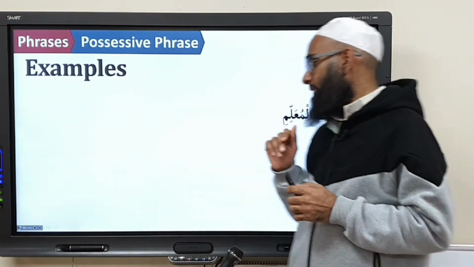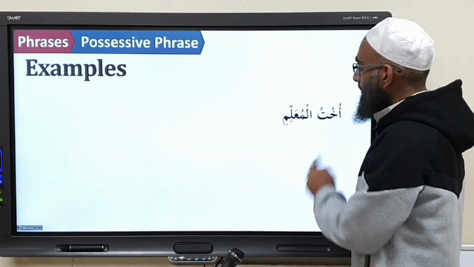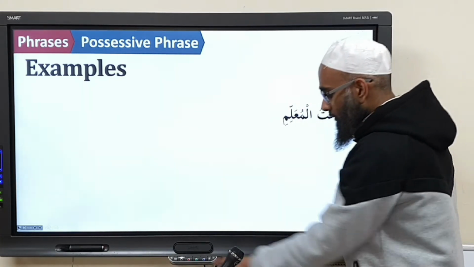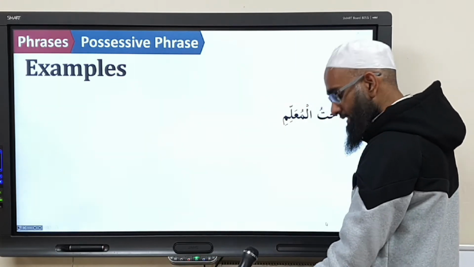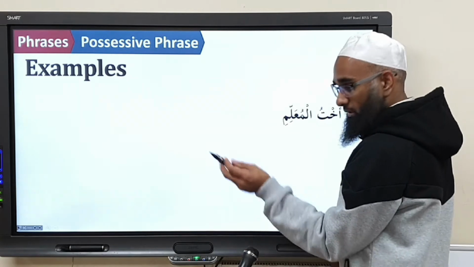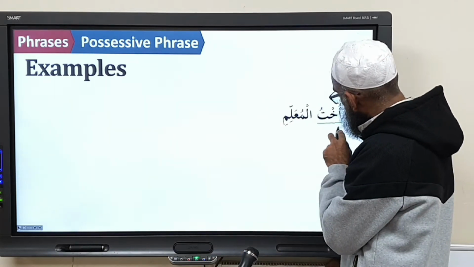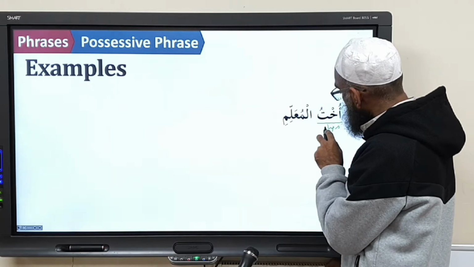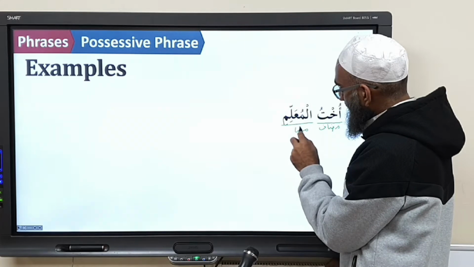Okay? So for example now, we have a structure here. So we have here, ukhtul muallim. How do you do the structure of this? How do you translate this? Ukhtul muallim. The sister of the teacher. Your turn. How do you do Arab? Ukht is the mudaf. And muallim is the mudaf ilayh.